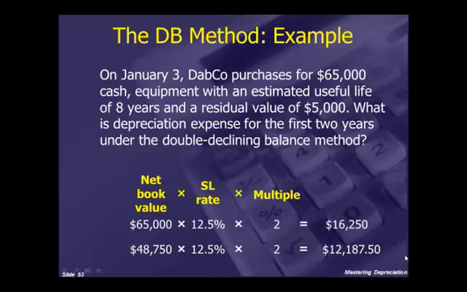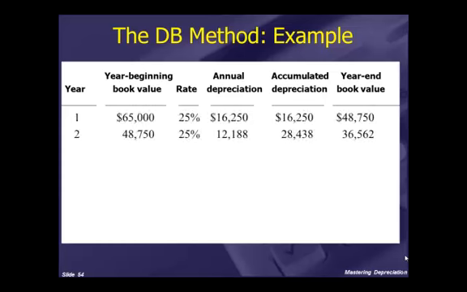All right, here is the declining balance method, the example that we left off with, the one that has Dabco purchasing for $65,000 cash equipment that had an estimated useful life of 8 years and a residual value of $5,000. This one was double declining balance. So anyway, let's take a look. We had left off actually with this slide 54. We had looked at the first 2 years.